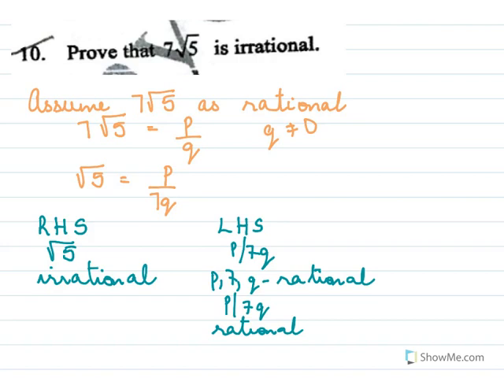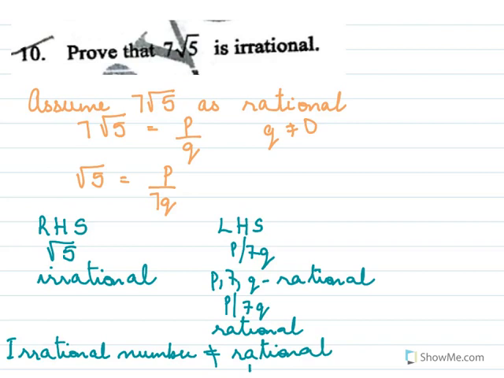So we see that an irrational number becomes equal to a rational, but this is not possible. Irrational number is not equal to rational number. Therefore, our assumption is wrong.